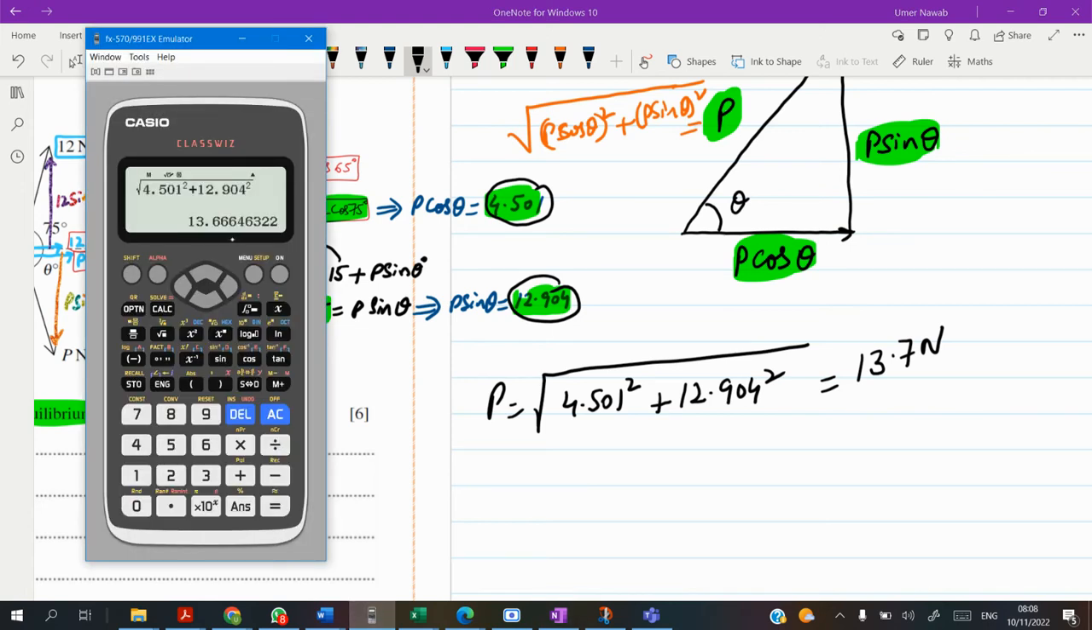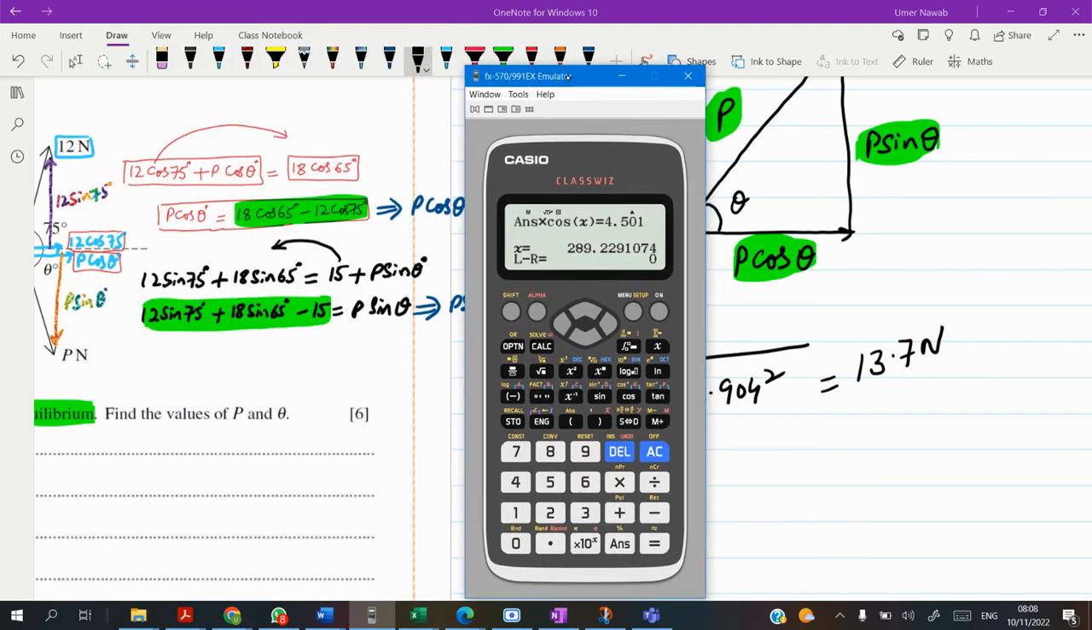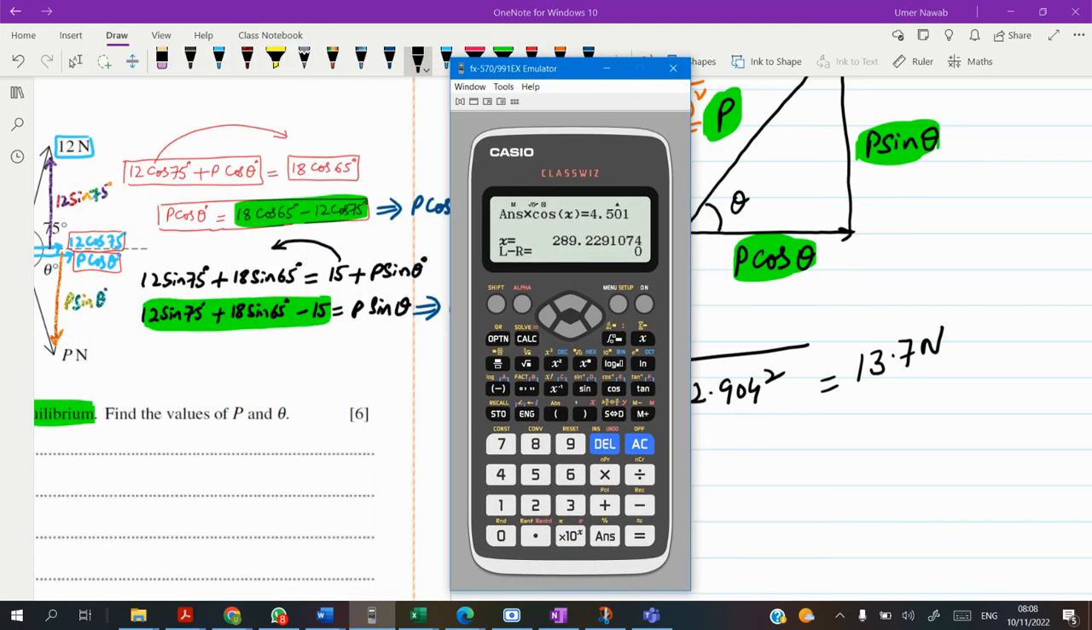But keep this answer safe and substitute it in maybe the first equation or the second equation. So I'm going to substitute it here. This is my answer, right? I'm going to write answer times cosine of theta, which is x, I want to find it, equals 4.501. Shift solve and get your answer. I got 289. Oh man, this is a reflex angle. I'm finding an acute angle, so the equation solver is not helping me. Although I can get my answer by changing my guess, I will give any initial guess, 20 degrees. It will give me 89.1.